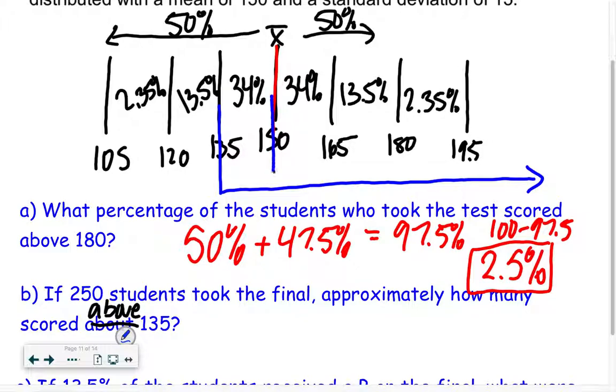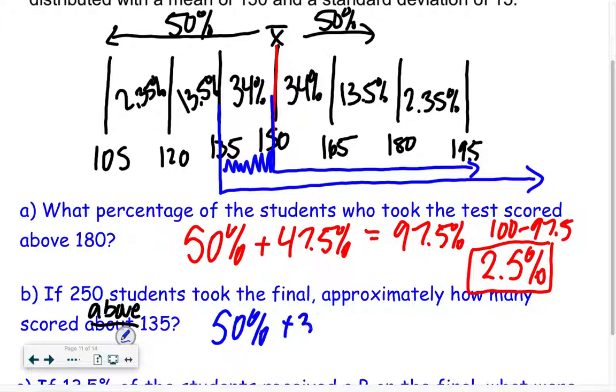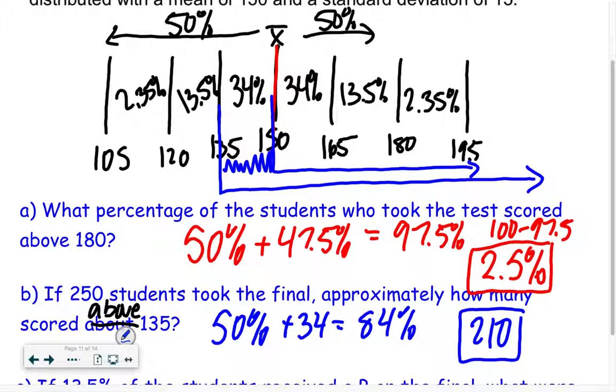Well, cut it in half. What's the right hand side that scored better than 150? 50%. And the stuff I have to include now is this chunk right here. Well, what percent is that? 34. So I have 84%. Who stopped there? Hopefully no one. If I have 250 students times by 84%, and I get what? 210. 210 students. Okay. How we feel? Good? Okay, cross out C. Did you do it, Cade?